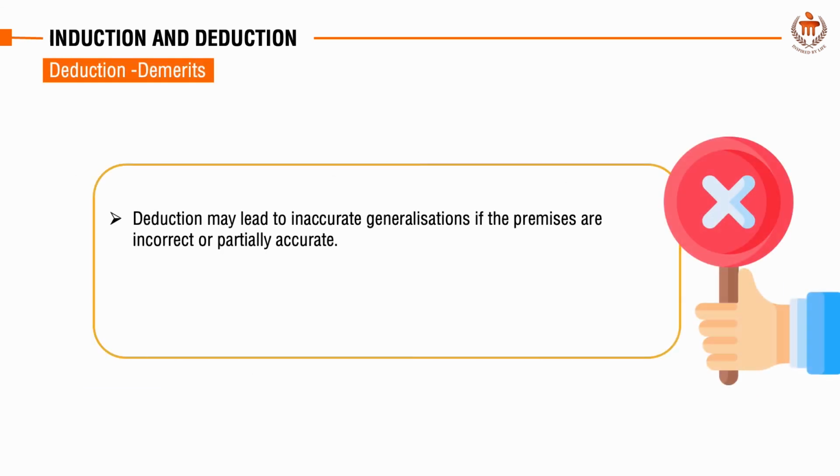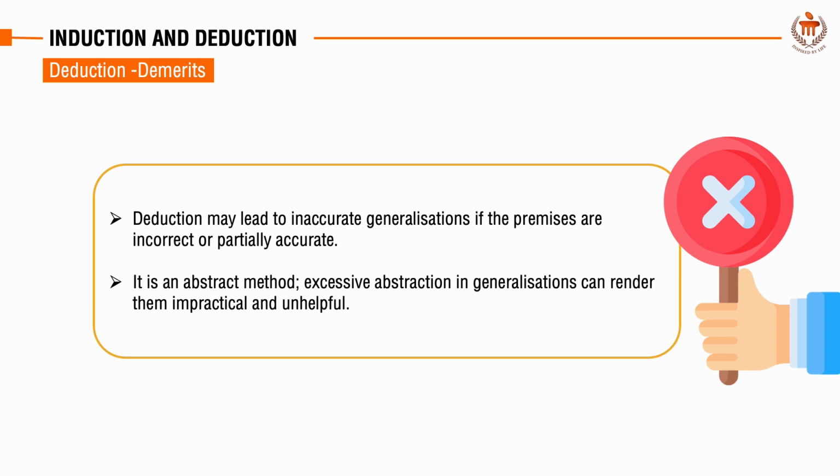Demerits of deduction are: deduction may lead to inaccurate generalizations if the premises are incorrect or partially accurate. It is an abstract method. Excessive abstraction in generalizations can render them impractical and unhelpful.